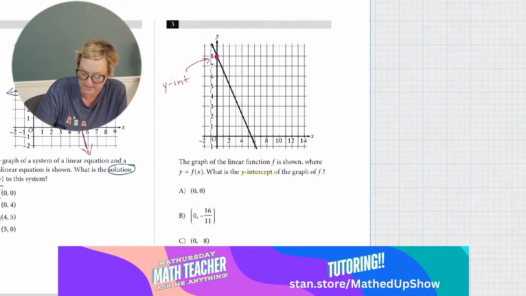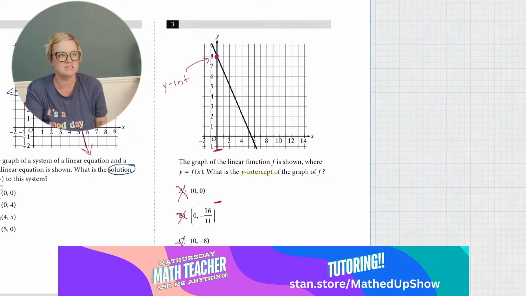Always, always, always. It's not 0, 0, because that would be right here. It's not 0, negative 16/11 because that would be way down here somewhere, right? And then, actually, it wouldn't be that far. It would be like here, right? 0, negative 8 would be way down here. And so the only answer right there is 0, 8.